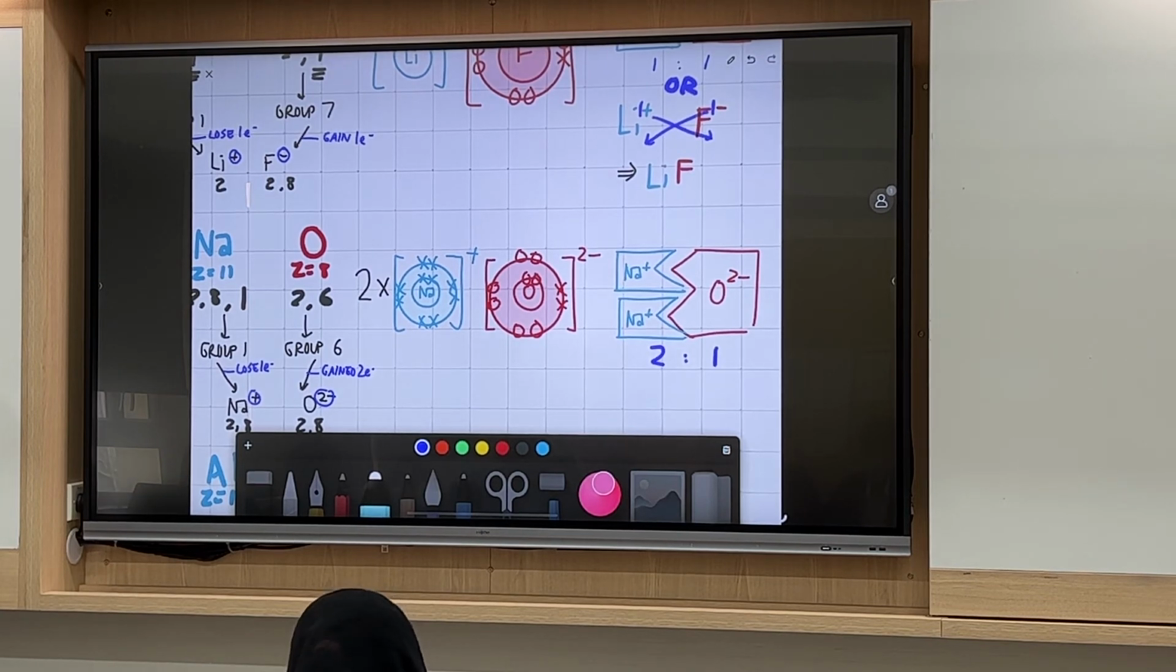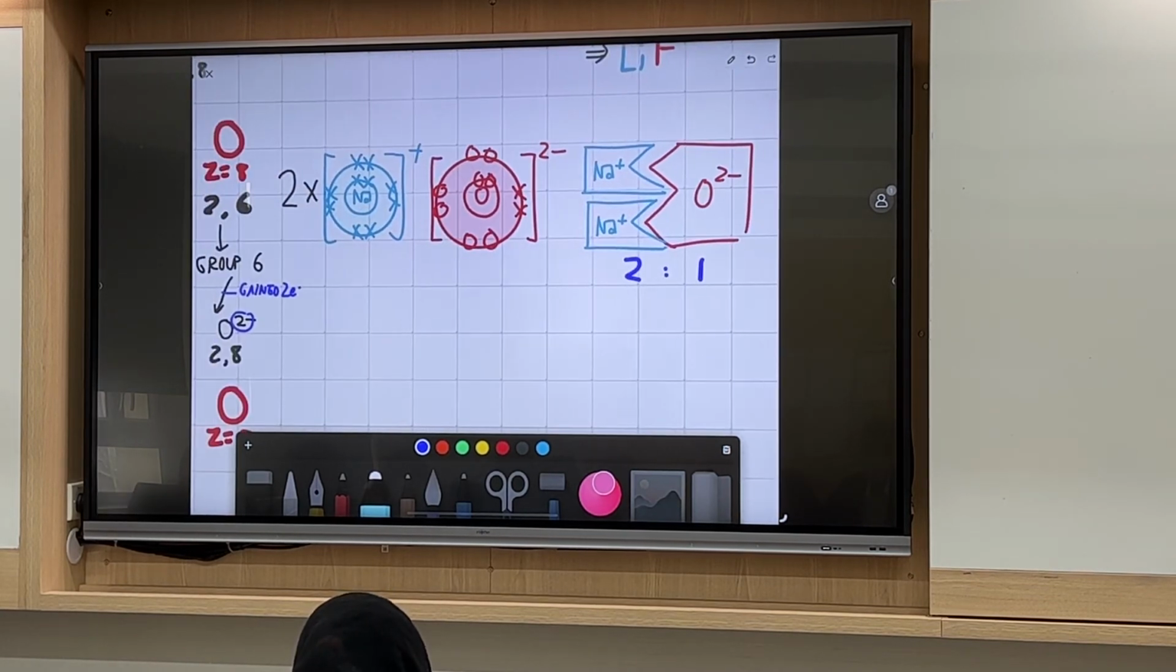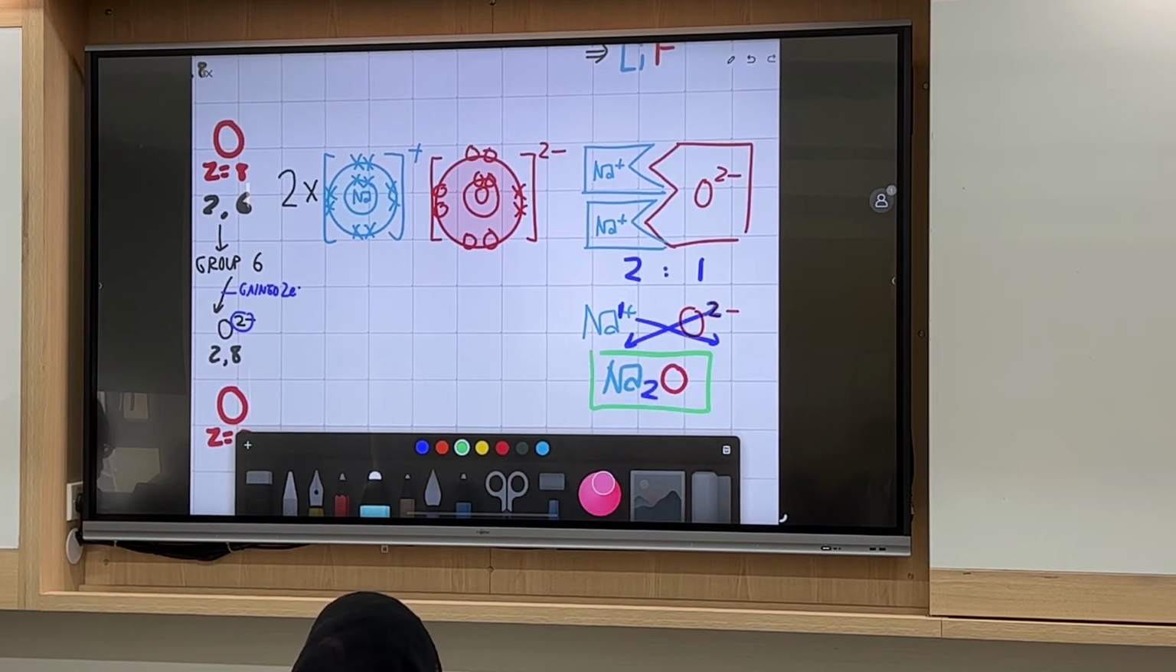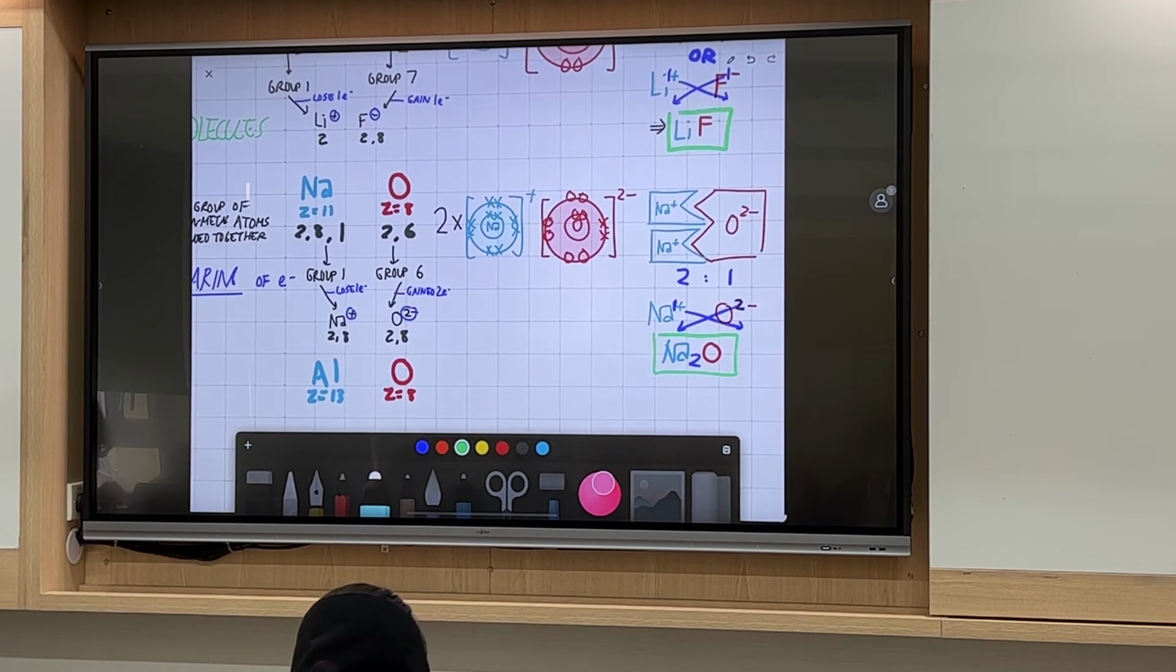But if you really don't like this method because it's just adding to the complexity, use the crisscross rule. We swap the numbers around. Can you do that now? When you have 1 and 2, when you swap these numbers around, what is the ratio? It will still be 2 to 1, right? Write down the answer. Na2O. So Na2O is the formula. This is the answer.